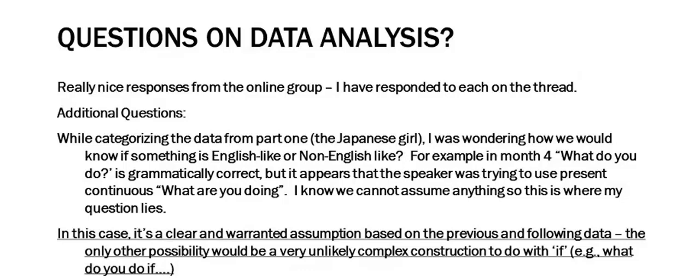So in this case, this is my answer that's underlined. It's a clear and warranted assumption based on the previous and following data. The only other possibility would be a very unlikely complex construction to do with what do you do if the dog runs into the middle of the street or something. So this is very unlikely, right?